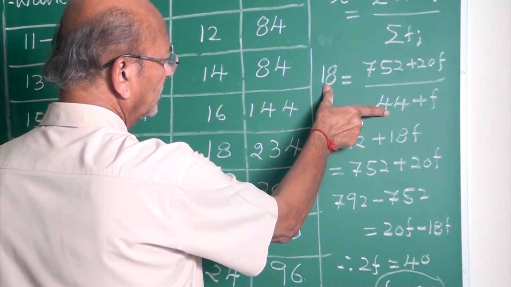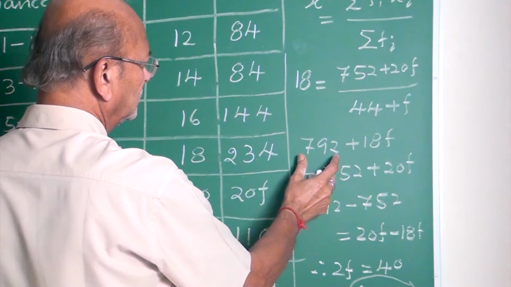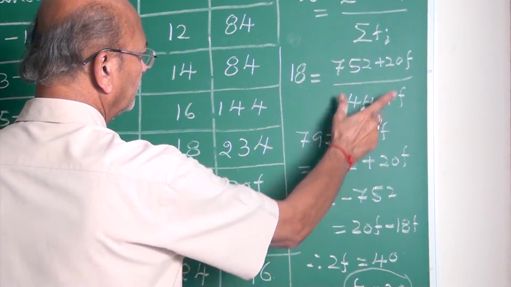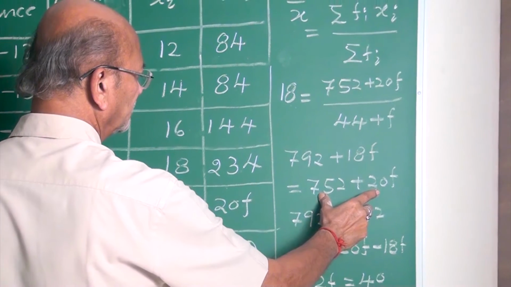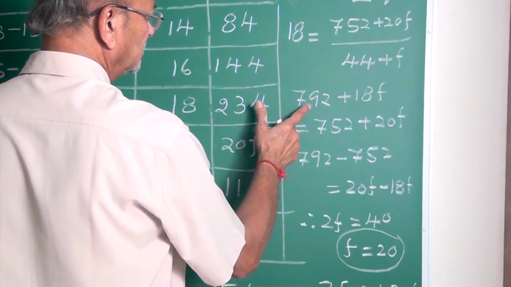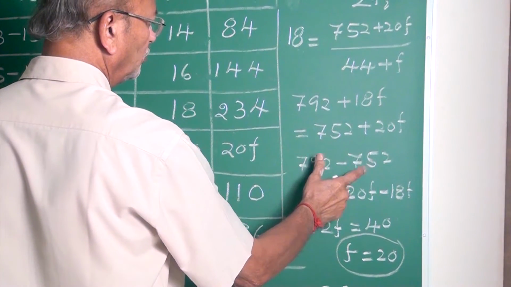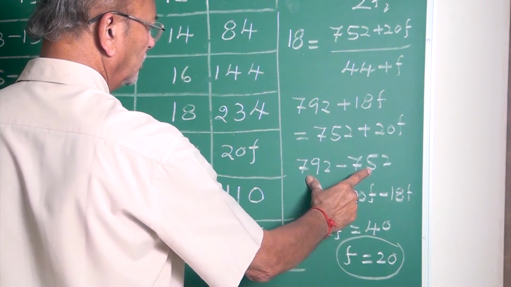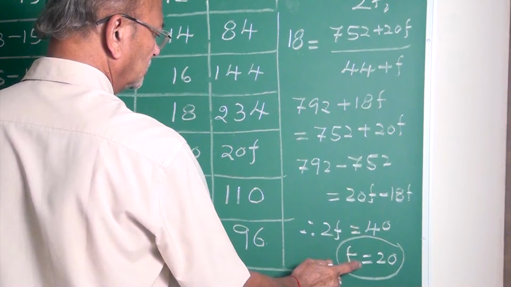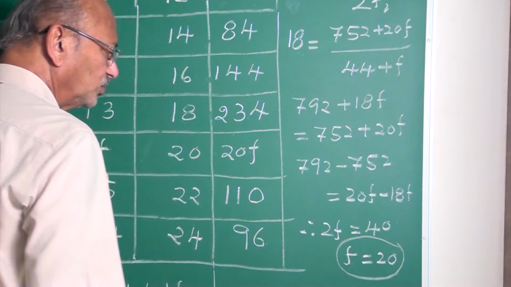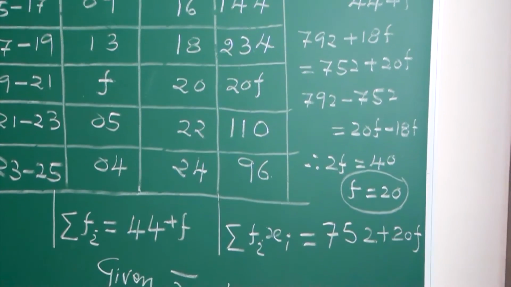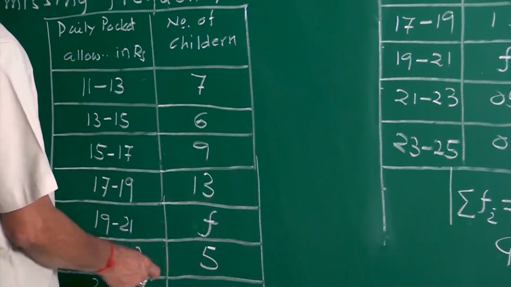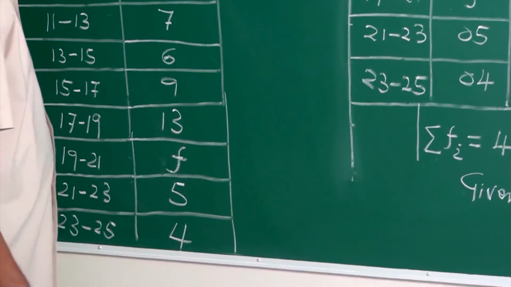Cross multiplication: 18 into 44 is 792, plus 18 into f is 18f. RHS as it is. Simplification: 792 minus 752 equal to 20f minus 18f, which is 40 equal to 2f. The value of f is 20. So the required frequency or the missing frequency is what? 20, my friends. Missing frequency is 20.